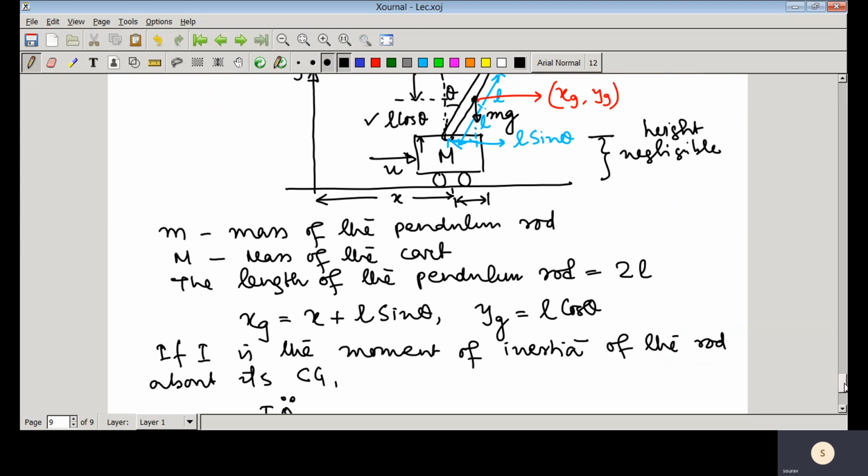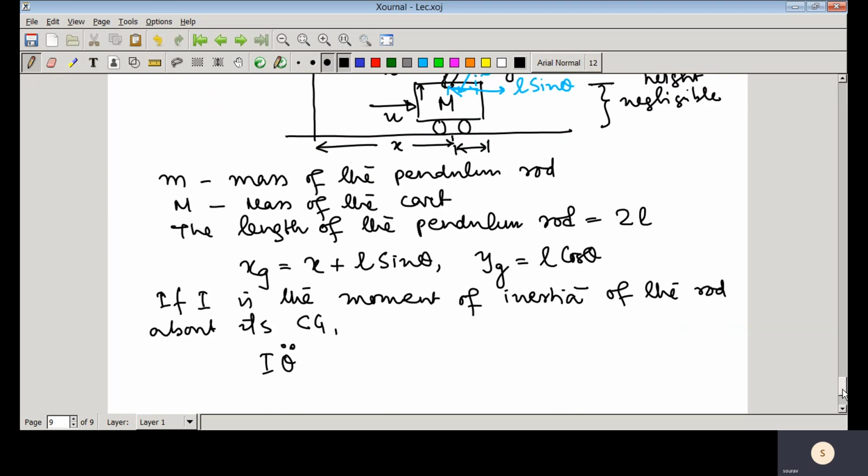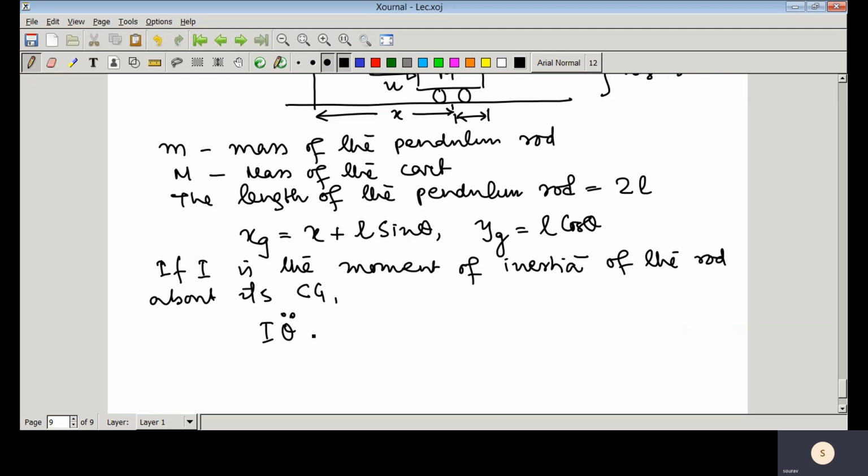Here you can see that this is theta, and this theta is very small. So this torque with I theta double dot equals VL sine theta minus HL cos theta.